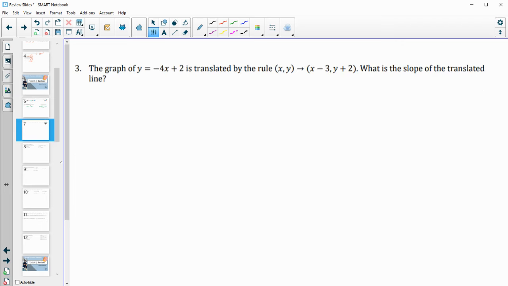Number 3, the graph of y equals negative 4x plus 2 is translated by this rule. What is the slope of the translated line? Translated lines means it doesn't change the steepness of the line. It just moves it. So if this is our line, we're just going to be moving it down to the left 3 and up 2. So no matter where I translate this line to, the slope stays the same. So the slope is still going to be negative 4.